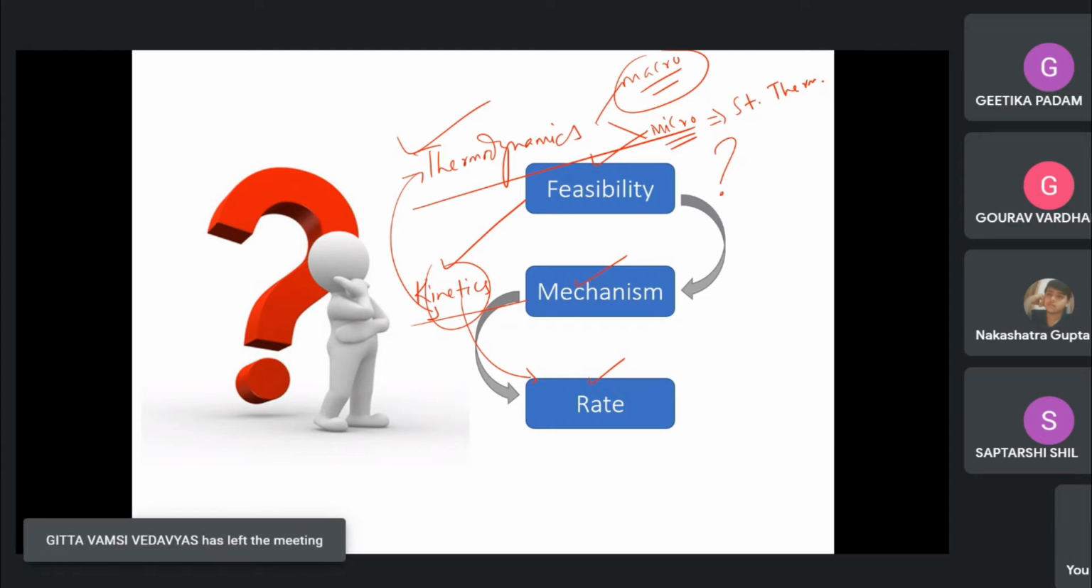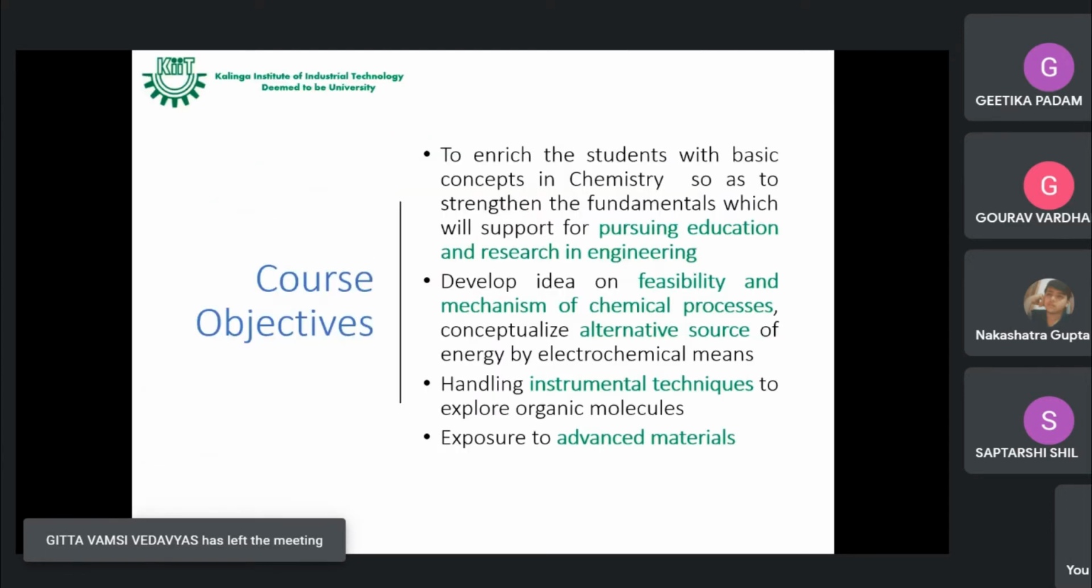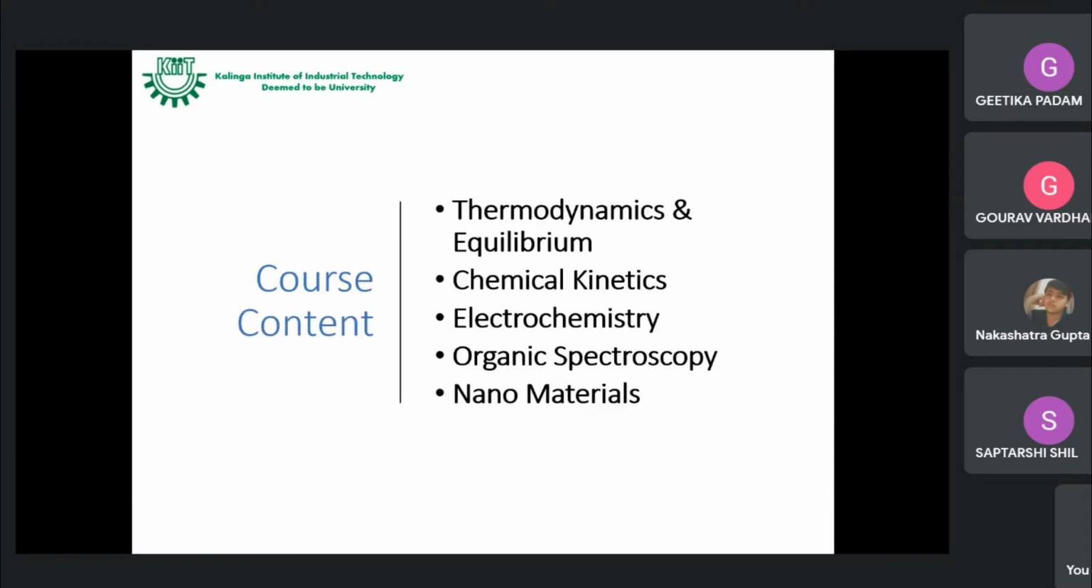So if you look at the syllabus, I will look into it next. Let us go to the course content. Actually, we have thermodynamics, kinetics, and spectroscopy. Already I have told you, thermodynamics and kinetics help you to get the idea of feasibility, mechanism, and rate. And spectroscopy is utilized for finding out the structure of molecules, the internal structure of molecules.